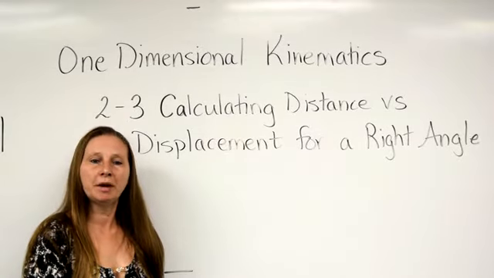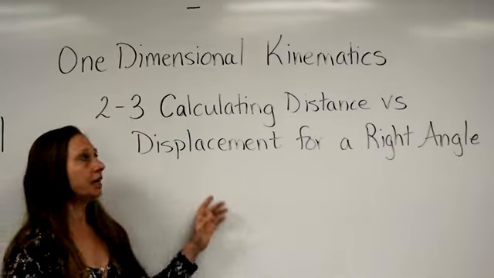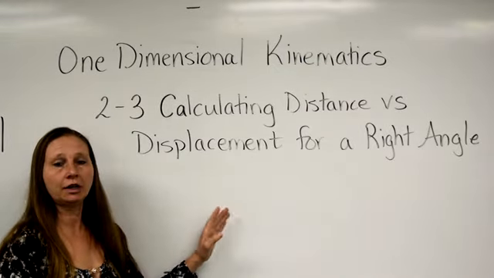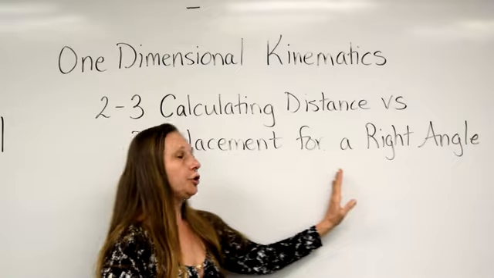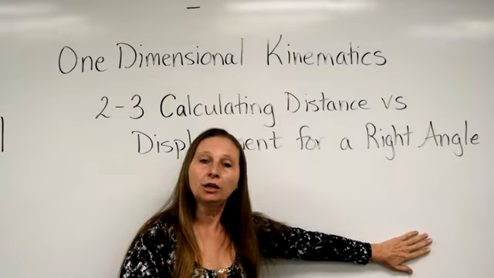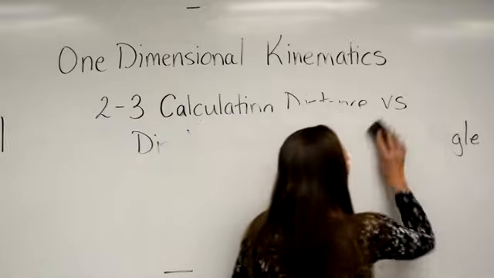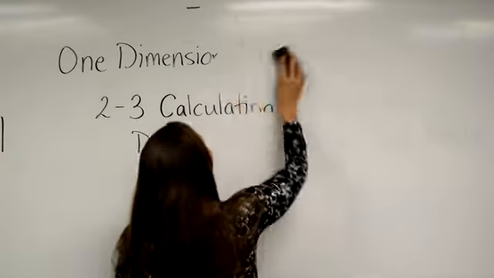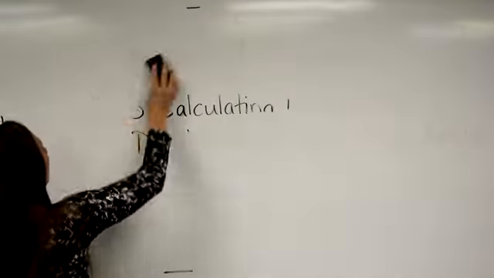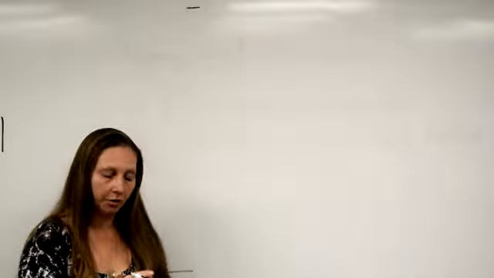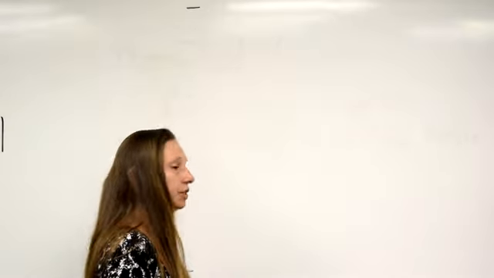This is the one-dimensional kinematics topic, section 2.3, calculating distance versus calculating displacement for two vectors that are at a right angle to each other. So let's see what we mean by that. We have a young lady named Jasmine, and Jasmine is planning to walk 4.0 meters east and then 6.0 meters north.